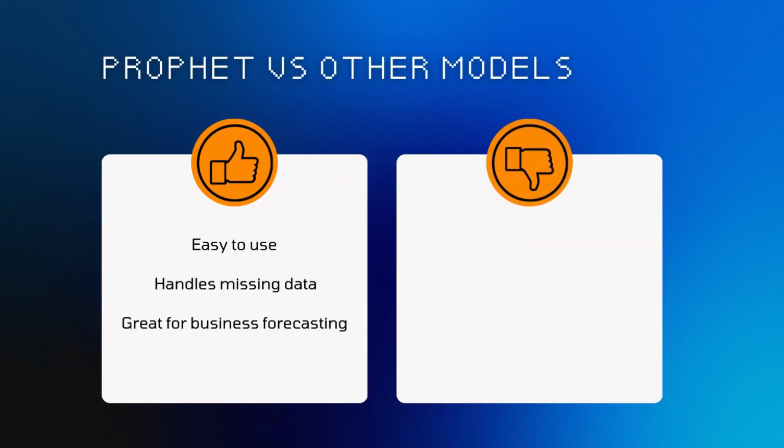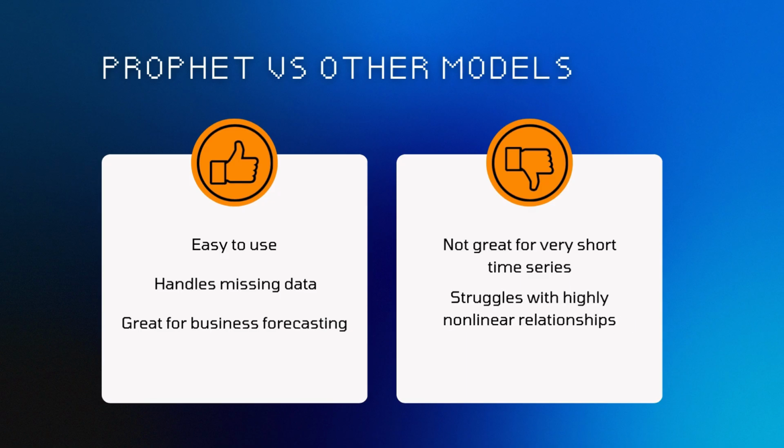On the other hand, Prophet isn't great for very short time series. Why? Because Prophet relies on time series decomposition, and that means it needs multiple seasonal cycles to properly extract patterns. With too little data, it just can't detect seasonality well. In those cases, ARIMA or exponential smoothing often perform better. Then Prophet also struggles with highly nonlinear relationships. It assumes that effects, like holidays or promotions, are additive or linear, but real-world data often isn't that simple.